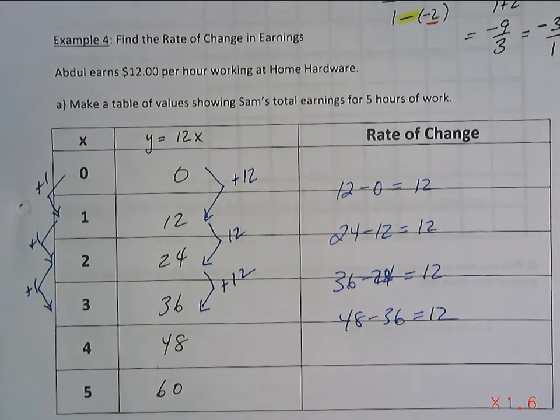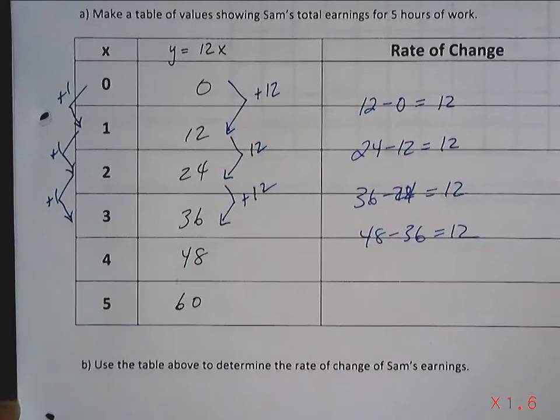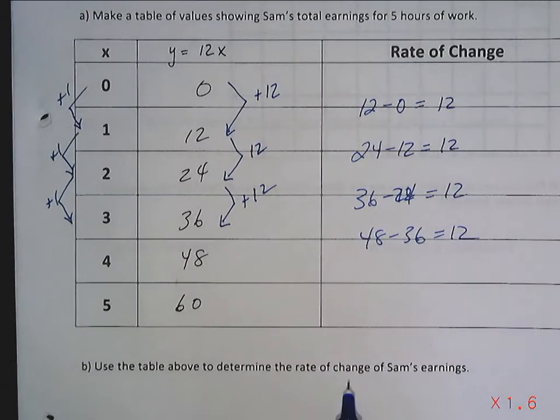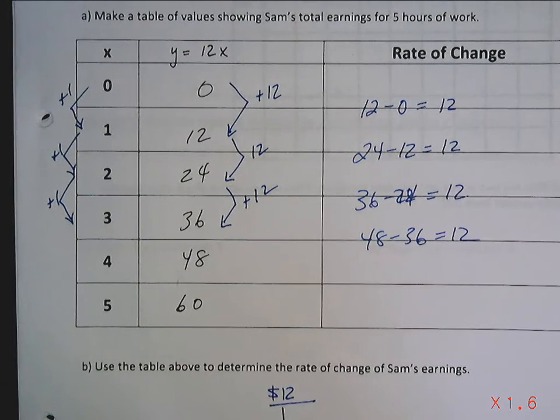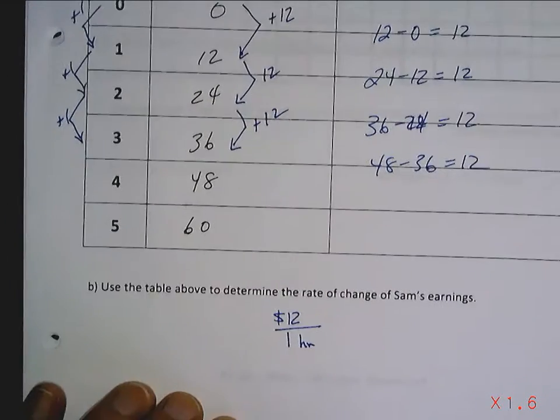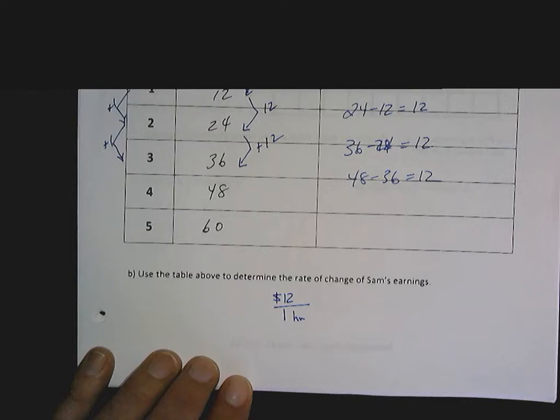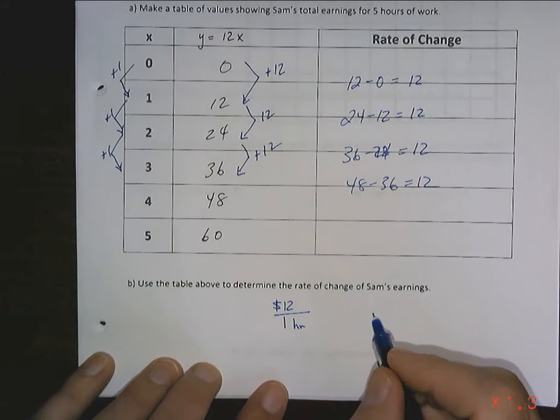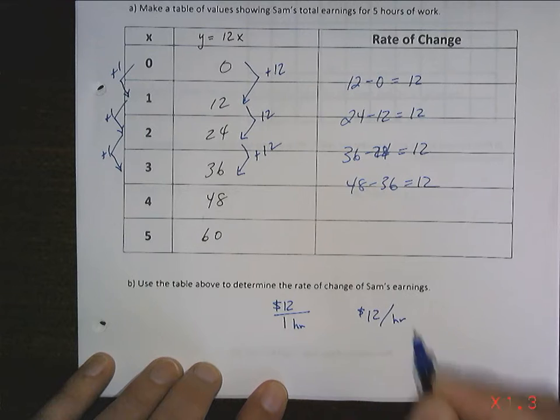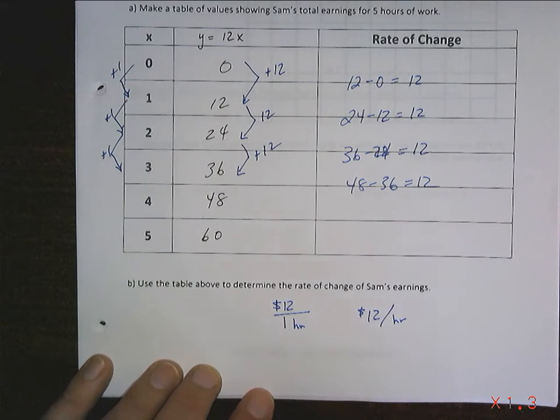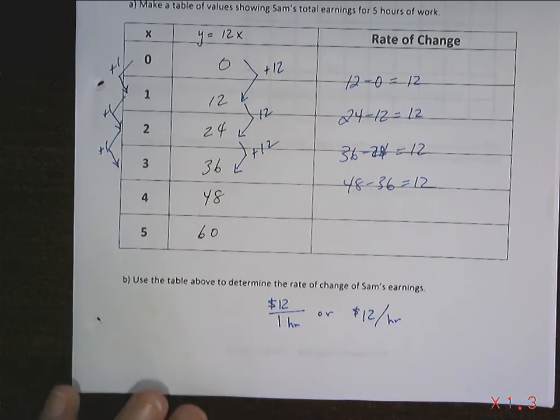But, you know, whatever. So the rate of change of Abdul's earnings is he earns $12 for every 1 hour. And the way you guys talk about that in real English is $12 per hour. But that's what that means. $12 per hour means $12 per 1 hour. I'm going to stop there and we'll do the last example in just a minute.